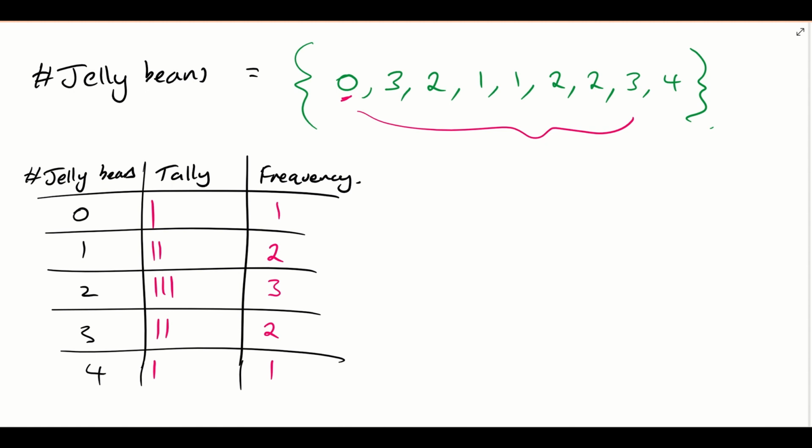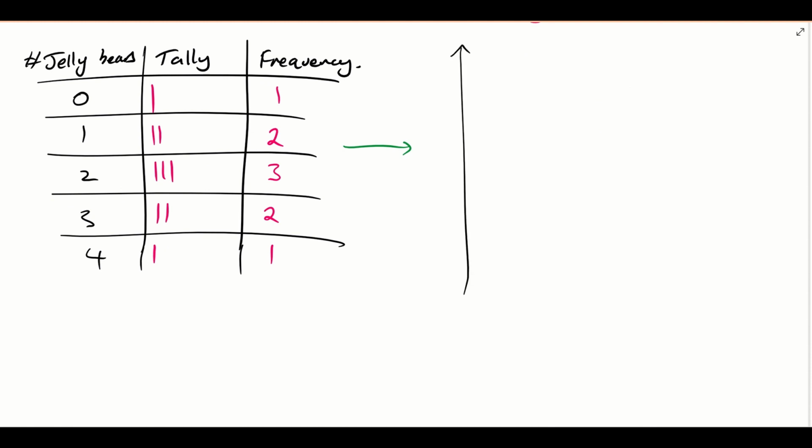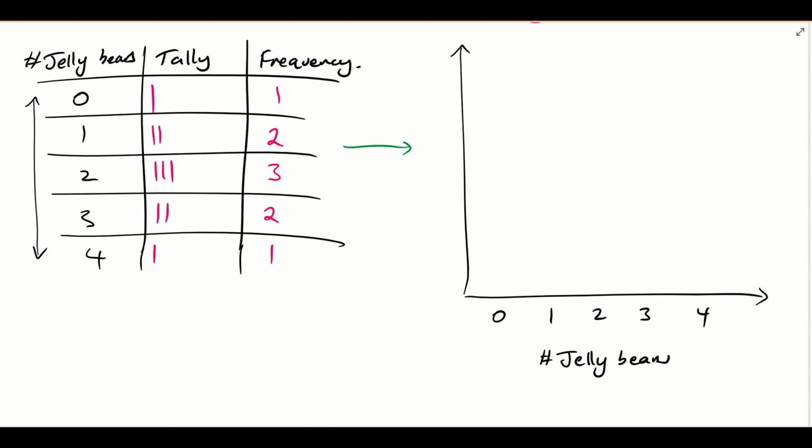What can we now do with it? We can display this discrete data set, and let's display it over here on what we call a column graph or a dot plot. We'll do both of those. So we have our axes, and down the bottom here we have the number of jelly beans. So it might be 0 jelly beans, 1, 2, 3, or 4. These are down the side here. And the frequency goes up to 3. So we've got 1 person, 2 people, or 3 people.